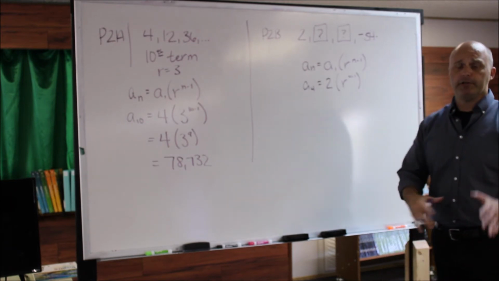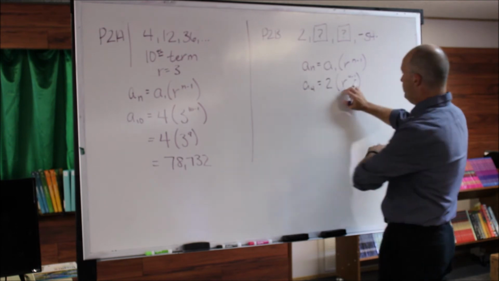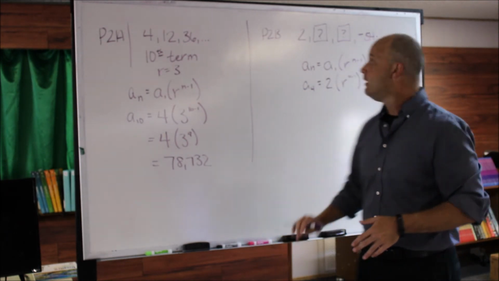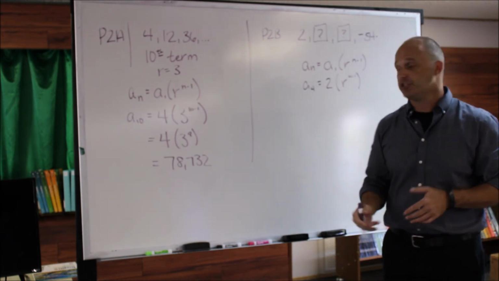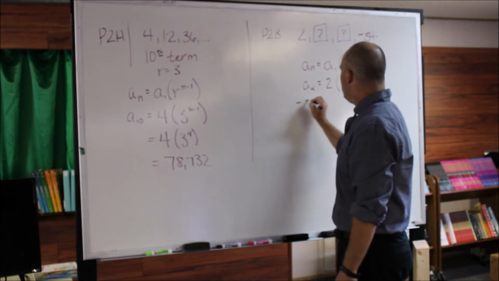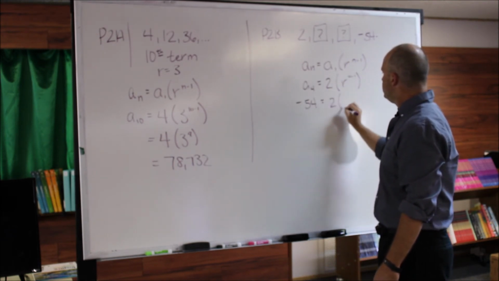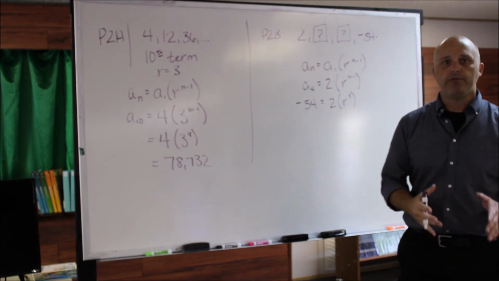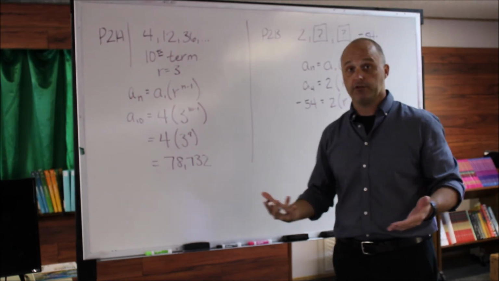Okay? Now what we're going to do next is, notice that we've still got two variables here. We've got an a and we've got an r. But we do know what a sub 4 is. A sub 4 is negative 54, so we can go ahead and change that. And we can say we've got negative 54 is equal to 2 times r to the third. So now we've got enough information. We only have one variable now that we're looking for. That means we can solve for it.